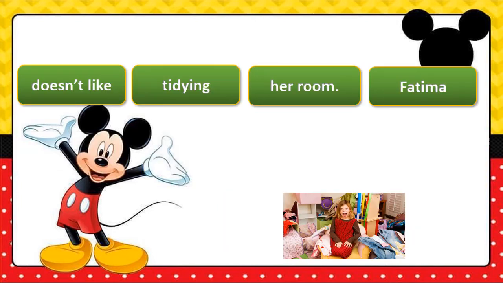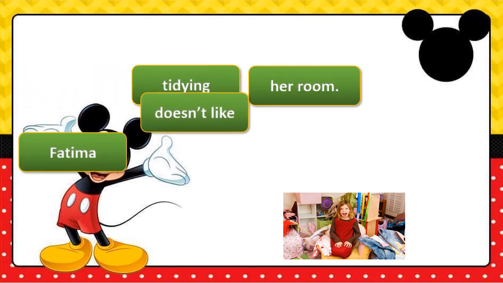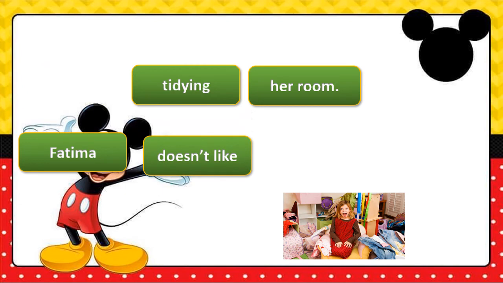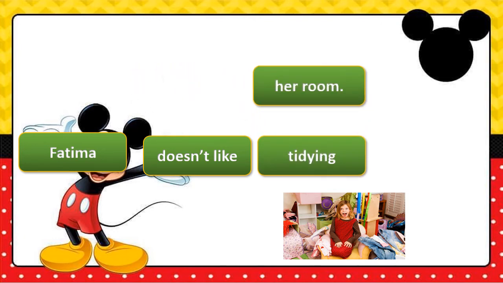Number two, we look at this girl, Fatima. Does she like or doesn't like? Of course, doesn't like. So let's put the words in the correct order. Fatima doesn't like. Good job. What comes after doesn't like? Verb, the ing form or the gerund form. Tidying. Thank you so much. Her room.